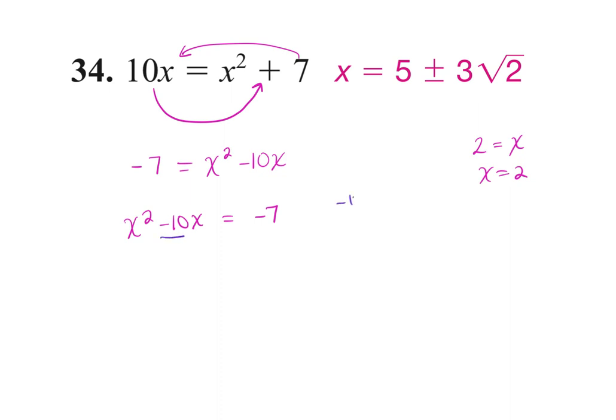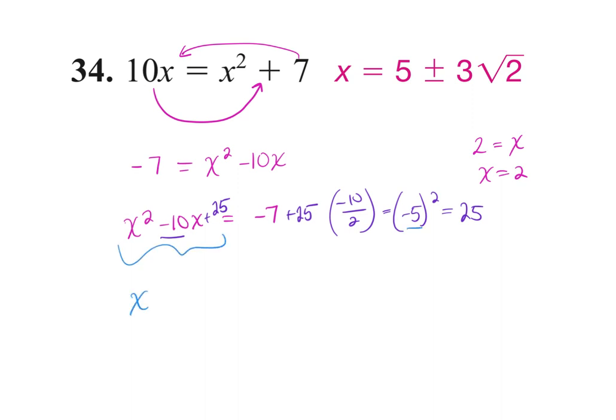Take that negative 10, cut it in half. That gives me a negative 5. Square it. That gives me 25. So I'm going to add 25 to this side, and I'm going to add 25 to that side. All right. On the left-hand side, I already know the factoring, right? It's x and whatever this guy was, minus 5 squared. Over here, negative 7 and 25, that's just 18, positive 18.